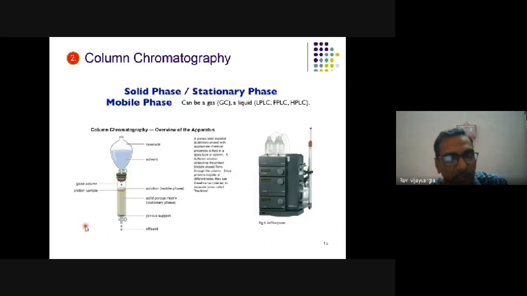This is a basic setup. You can either use chromatography manually by making a manual column like this, or also you can use a machine.